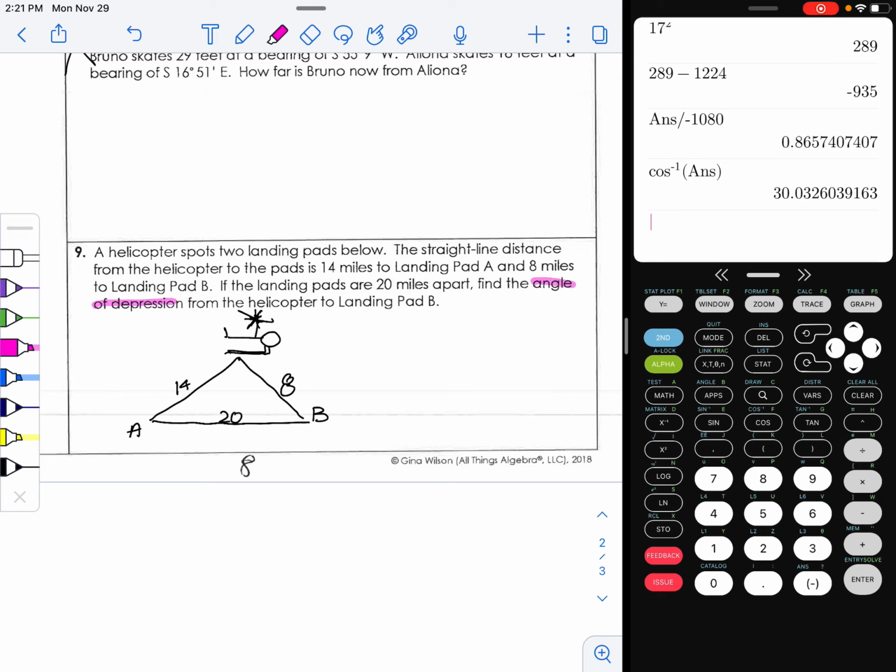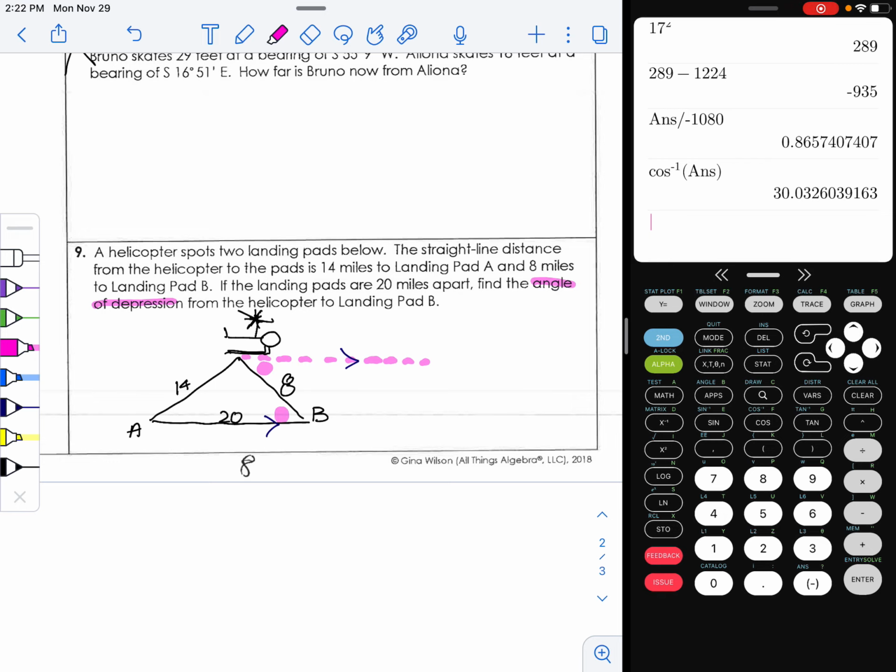We haven't seen that in a while. Angle of depression from the helicopter to landing pad B. Well, that would mean that that's the angle right in there that we're looking for. But if you recall angle of elevation and angle of depression, this line of sight and this ground are parallel. So those 2 angles are alternate interior angles, and they're going to be the same.